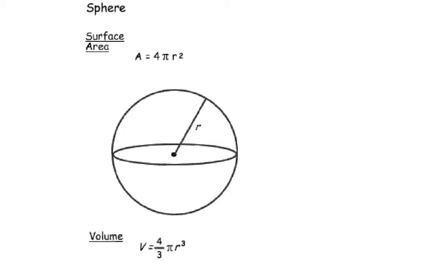Then our last polyhedron is a sphere, which is a ball. To calculate the surface area of that, you take 4 times pi times the radius squared, where the radius is the center of the sphere to the edge. And the volume is equal to 4/3 times pi times the radius cubed.